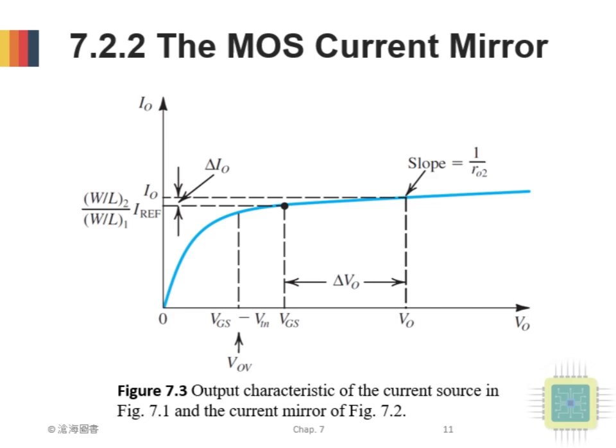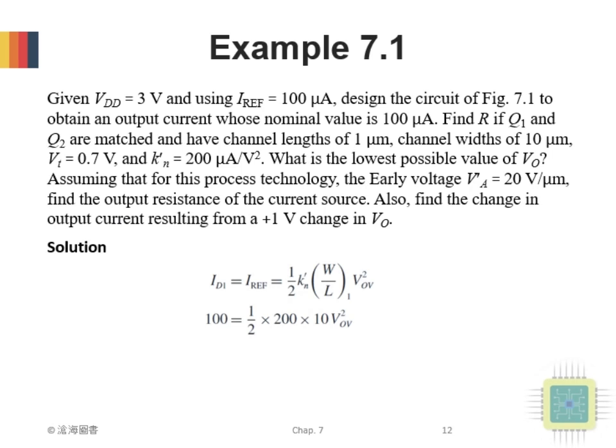Figure 7.3 shows the output characteristic of the current source in Figure 7.1 and the current mirror of Figure 7.2. The output current I_O is affected by the Early effect. When the output voltage V_O increases, the output current I_O will also increase according to the slope of the characteristic curve in the saturation mode. Next, we will introduce Example 7.1.